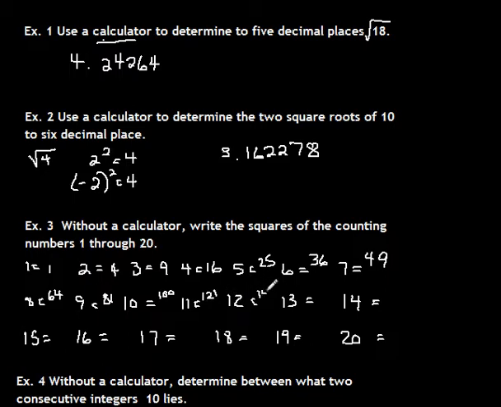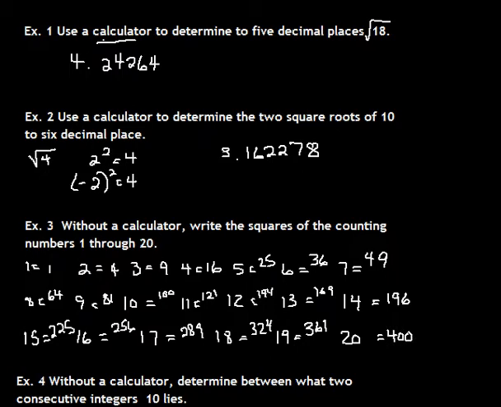12 squared is 144. I guess I'm doing all these. 169. Here's where they get a little bit tricky. 14 squared is 196. The more you know, the easier problems will be later. 225. We usually don't go this high. You won't see these very often. 256. 17 times 17 is 289. 18 times 18, 324. 19 times 19, 361. And of course 20 times 20 is 400.